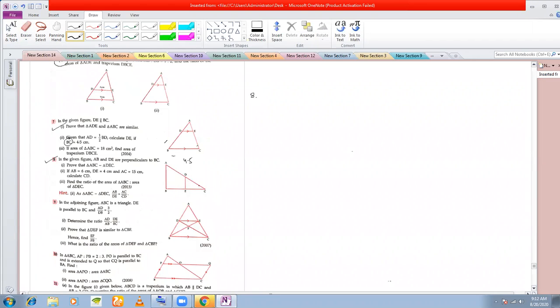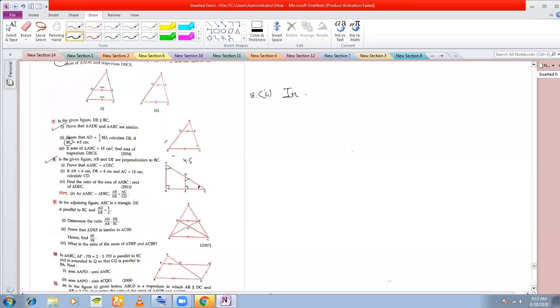See that this is the common angle, black angle. Also, these two are 90 degrees. So two angles are given to be equal, in fact not proven, given to be equal. So therefore, the triangles are similar, and obviously the third angle will be equal. So let us write this down.